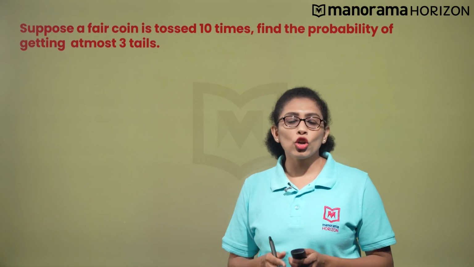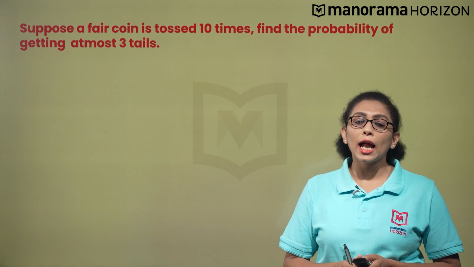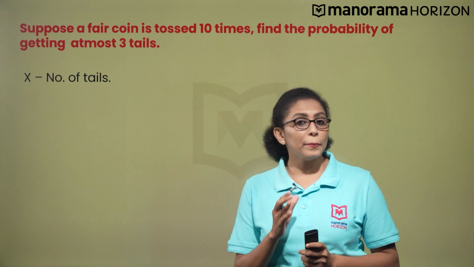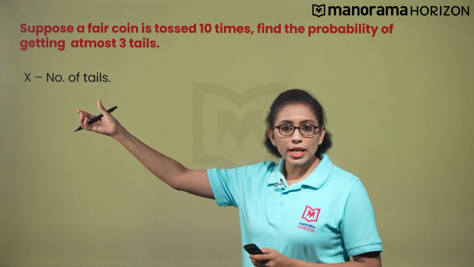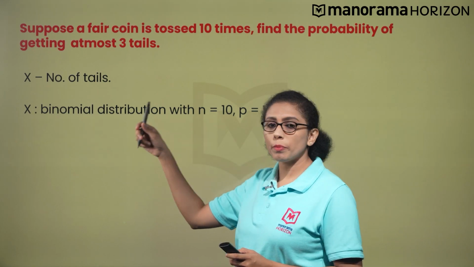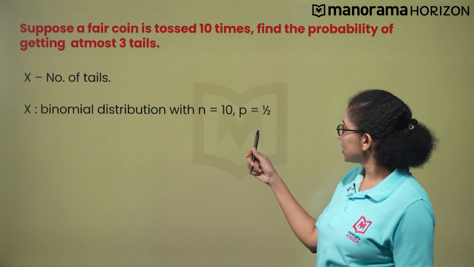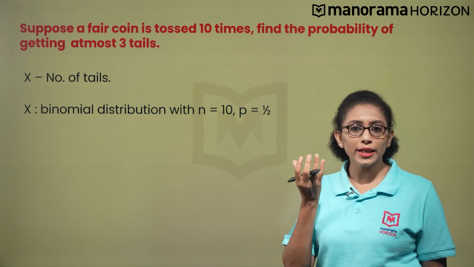Suppose a fair coin is tossed 10 times. Find the probability of getting at most 3 tails. Let's see the solution. We know the repeated tosses of a coin are Bernoulli trials. So, we are taking x as the number of tails. Now, what is x? X represents a binomial distribution with n equal to 10 and p equal to half, 1 by 2. That is the probability of getting a tail.